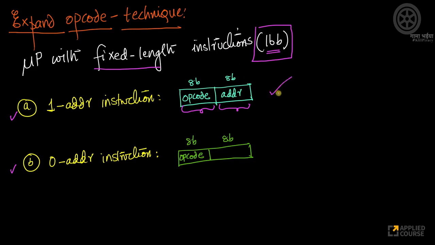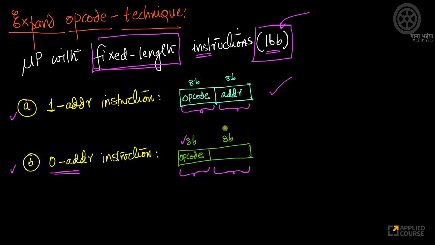My instruction length is also 16 bits, and my 1 address instruction perfectly fits into my fixed length instruction size. No problem. The problem arises when we have 0 address instructions also. In the 0 address instruction, the opcode is only 8 bits. But what about the second 8 bits? Because my microprocessor has fixed length instructions of 16 bits, the first 8 bits are the opcode, just like in your 1 address instruction. What about the second 8 bits?